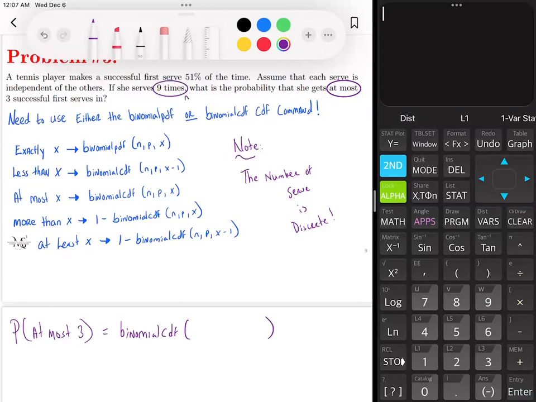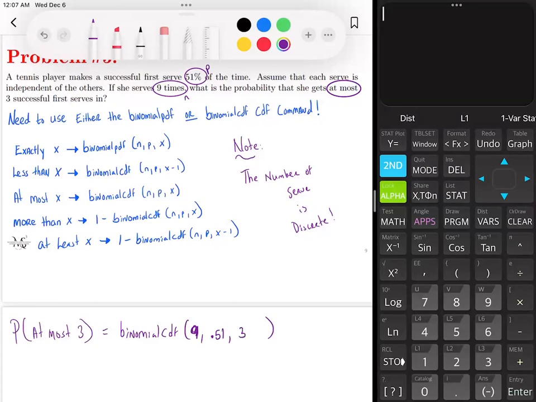Your n is 9. Your success rate would be 51%, but as a decimal, you put it as 0.51. So that will be your value of p, your success rate. And x is the number of successes we want. That would be 3, right? We want at most 3, so we just call it 3 for now.